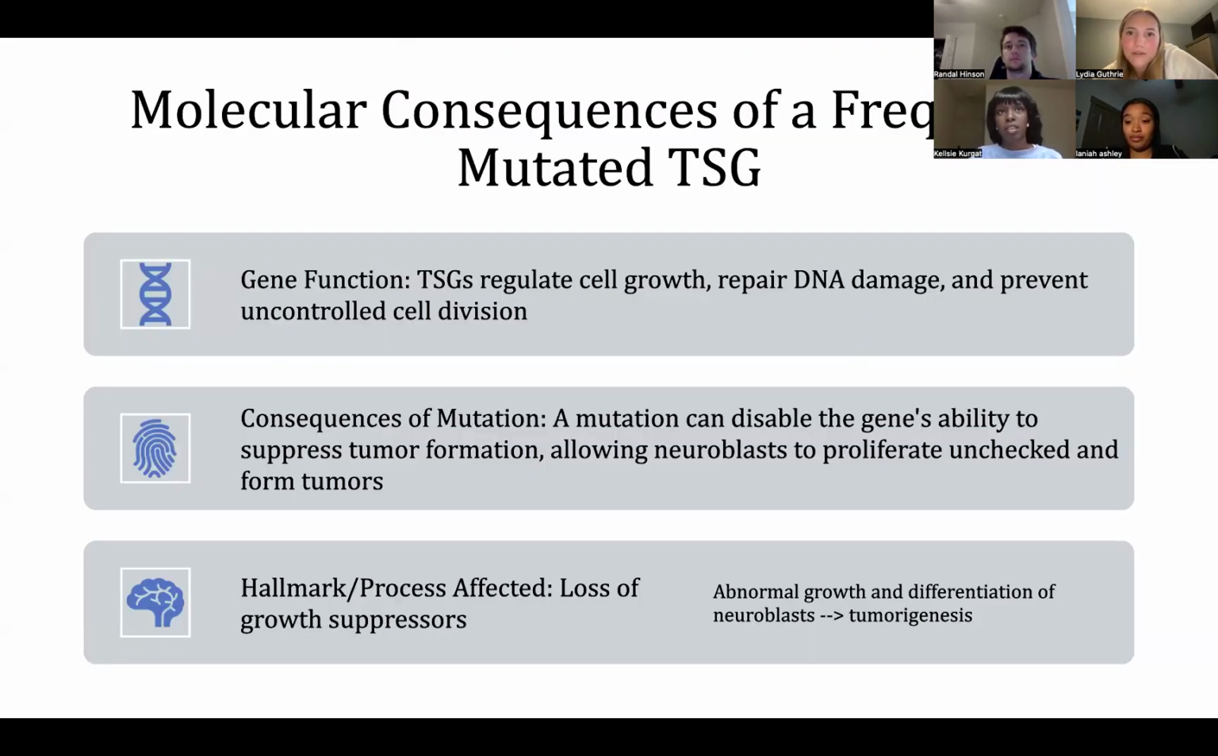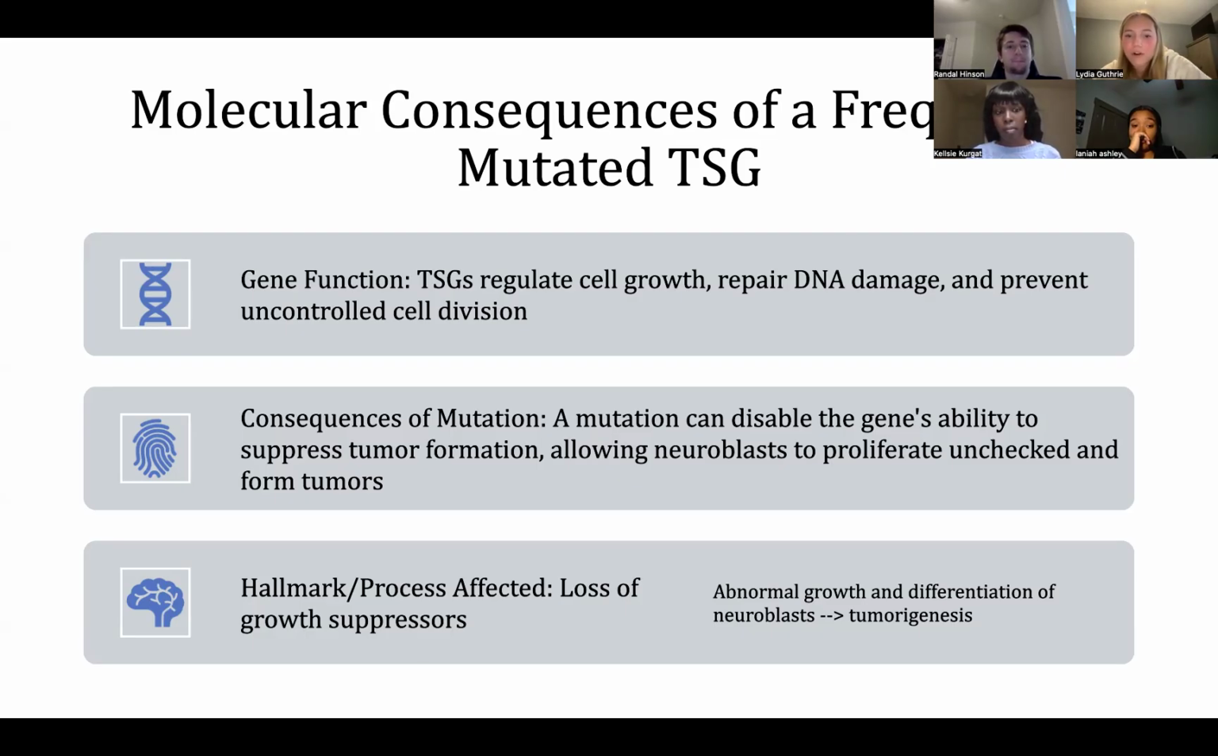Some molecular consequences of a frequently mutated tumor suppressor gene. So first, the tumor suppressor genes regulate cell growth, they repair DNA damage, and prevent uncontrolled cell division. Some consequences of these mutations are that it can disable the gene's ability to suppress tumor formation, allowing neuroblasts to proliferate unchecked and form tumors.